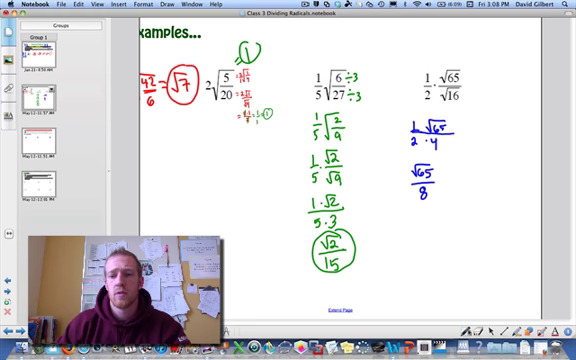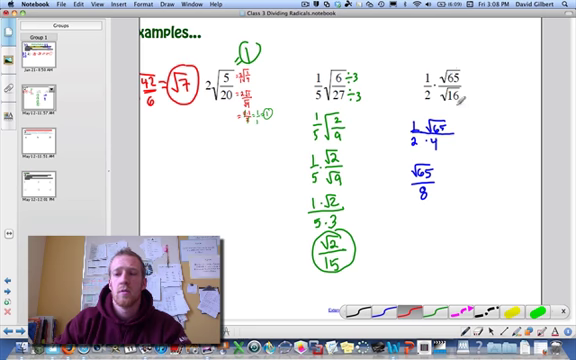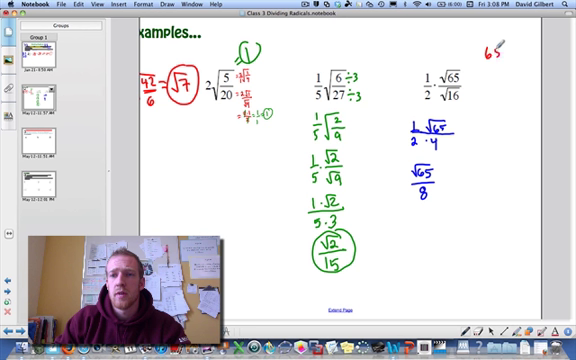Now I still got to deal with root 65. Let's see if that's reducible or simplifiable. So 65 is the product of 5 and 13, which they don't break into anything else. So there's no two numbers to pull out, so root 65 over 8 is as simplified as possible.